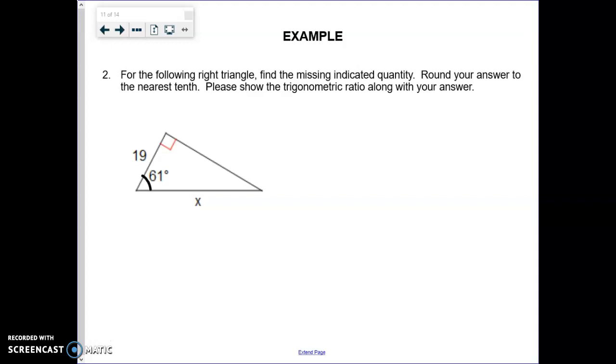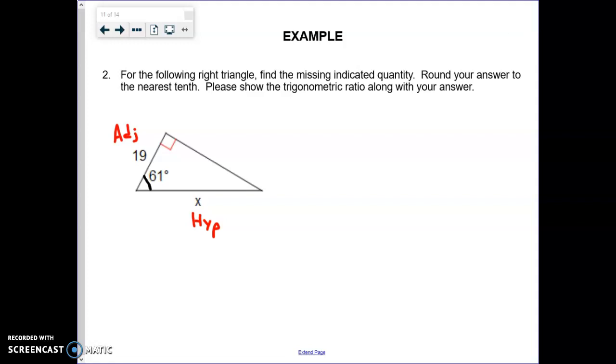Now, figure out which side you're given, which side you have to find with respect to that reference angle. Well, again, here's your right angle. So opposite that would be your hypotenuse. So this side right here that we're trying to find, the hypotenuse, ladies and gentlemen. And then this side over here, the 19, that touches this side right here. So, ladies and gentlemen, that would be your adjacent side. The side that's not marked would be your opposite side, opposite the 61 degree angle. So we're not worried about that.